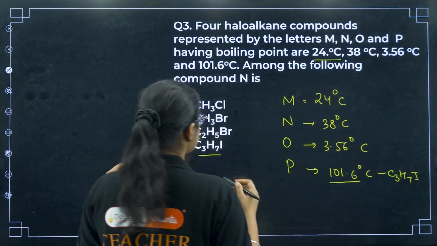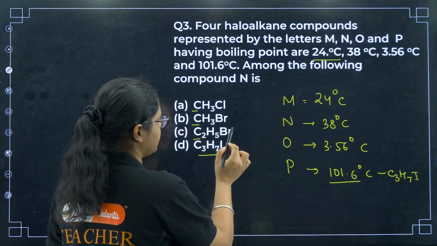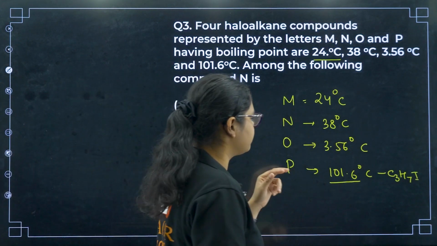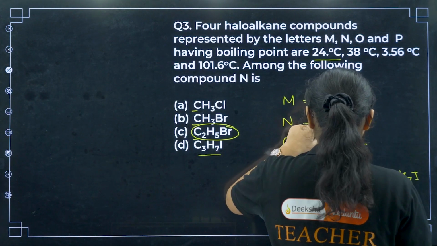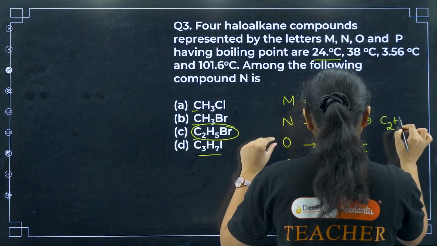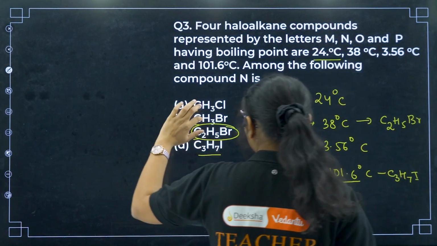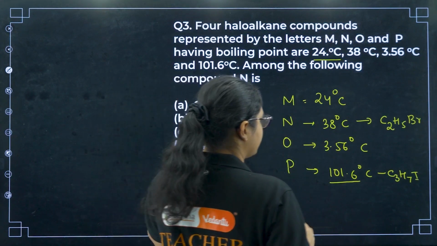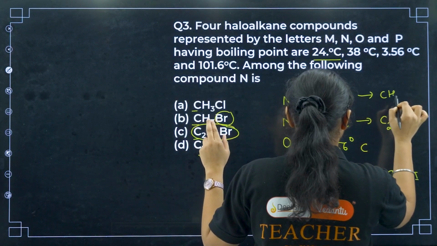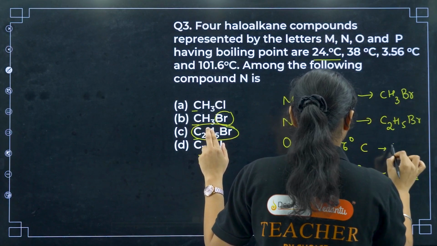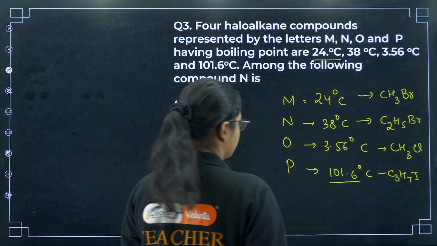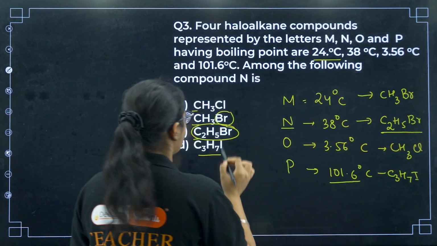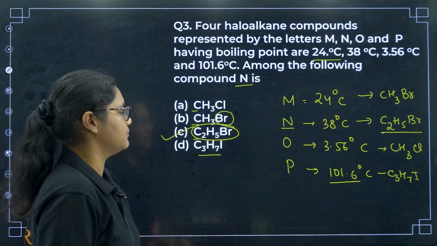Now the next compound with the highest boiling point will be this one, because it has 2 carbons and bromine is also there. So after this one, the next highest value is C2H5Br. After comparing CH3Br and CH3Cl, CH3Br has more mass, so the next highest one will be CH3Br and this one will be CH3Cl, right? So now, which one is N? N is C2H5Br, because we have to identify N, so option C here.